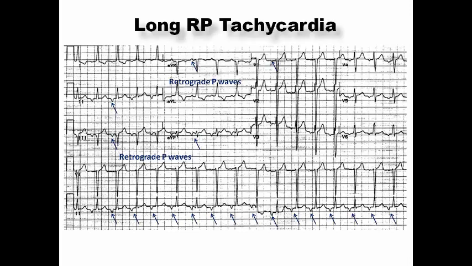I am speaking here about SVT, which shows a long RP interval. So this is long RP tachycardia suggestive of atrial tachycardia.